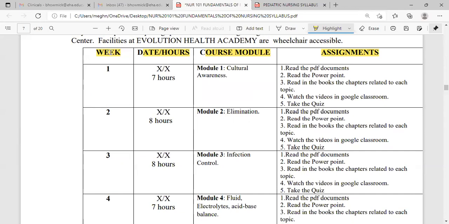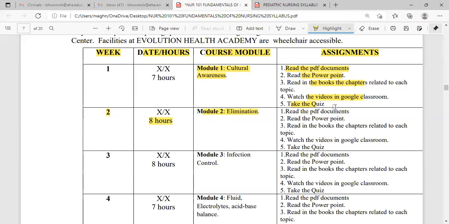Here I say the week, date and hour, course module, and assignment. In the first week, we actually talk about module 1, which includes cultural awareness, and the assignment includes reading the PDF document that the instructor is supposed to provide, reading the PowerPoint, reading the books and chapters, and watching all the videos from Google Classroom and taking the quizzes. Week 2, it is 8 hours, module 2, elimination.